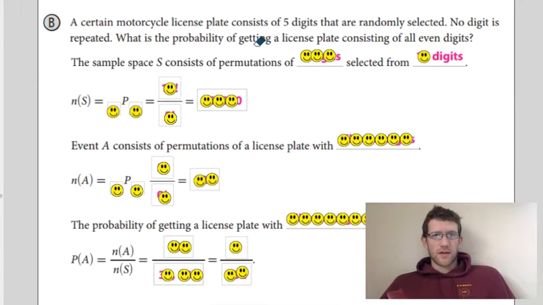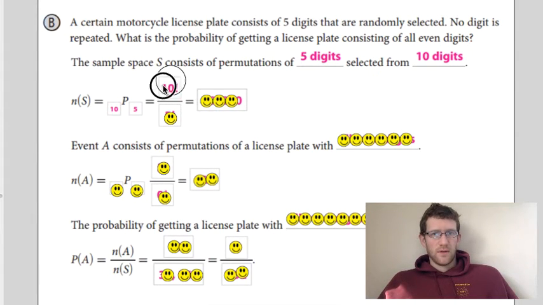It says a certain motorcycle license plate consists of 5 digits that are randomly selected. No digit is repeated. What is the probability of getting a license plate consisting of all even digits? Well, first off, we need to think about how many possible license plates there are, right? 5 digits. The digits are 0, 1, 2, 3, 4, 5, 6, 7, 8, 9. So there's 10 different digits, and we're just choosing 5 of them. So we can do 10 choose 5 permutations. We can plug this into our formula, right?